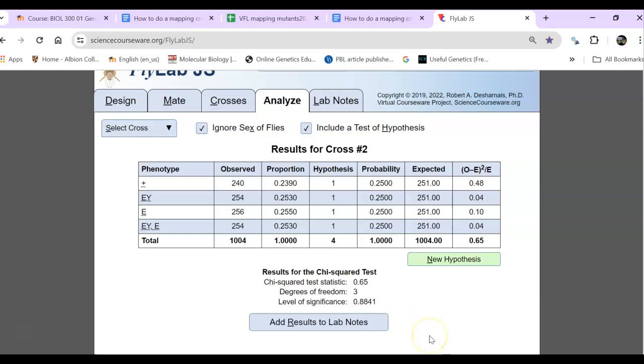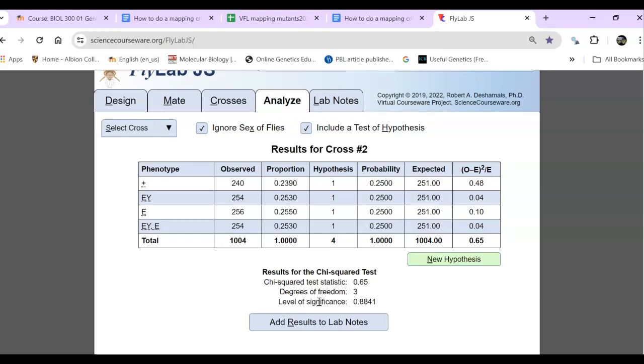What hypothesis are we accepting? We're accepting the hypothesis that it's a 1 to 1 to 1 to 1 ratio. That's actually kind of more of a prediction than a hypothesis. But what underlies this is independent assortment. So because we accept this, we say, yes, independent assortment is occurring.